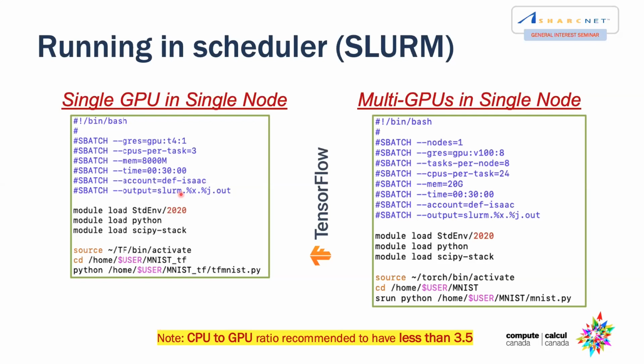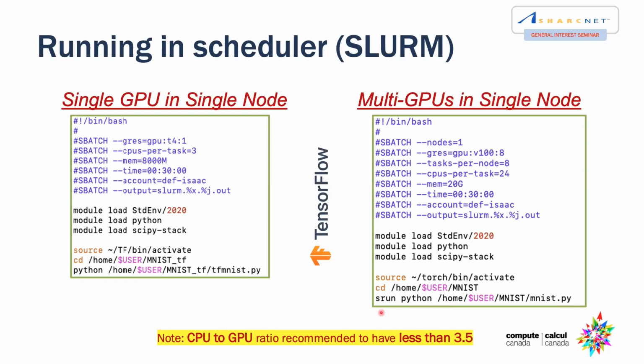Anyway, the left side is a single GPU in a single node, and the right side is multiple GPUs in a single node. As you see, I wrote some tags. I'm going to use a T4, one GPU, but I assigned three CPUs for one task because I have a one-GPU job, so one task is automatic. Then I loaded some environment, and then I activated the virtual environment. I move to a certain location to run, and I run it. I just type python instead of, as you see here, srun python.